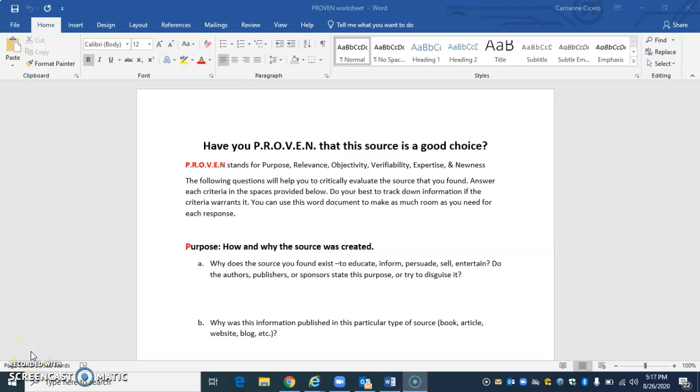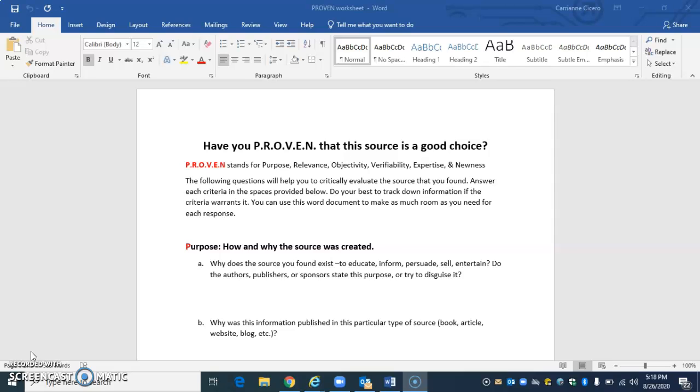One of your assignments for this week is going to be to complete this PROVEN worksheet. This worksheet is developed to help you find some good sources to use for your upcoming speech. The acronym PROVEN stands for Purpose, Relevance, Objectivity, Verifiability, Expertise, and Newness. And these are all aspects that you are looking for in a source to use for your speeches.